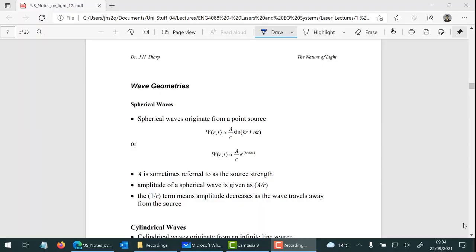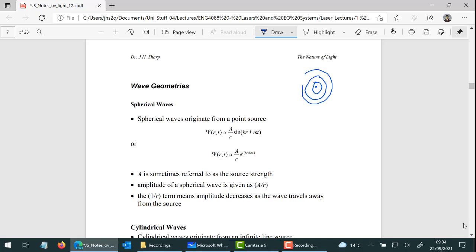The next section talks about the different geometries that a wave can have. If we think about the different types of source which could emit a wave, then we can think about the different geometries. So, for example, if we had a point source, that would then radiate out spherical waves, which would increase in radius, obviously, as they travel further and further away from the point source.